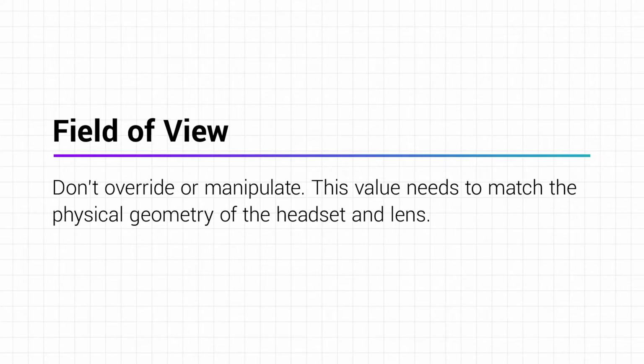Don't override or manipulate the field of view, or FOV. The value needs to match the physical geometry of the headset and lens. These should be automatically set through the device's SDK and internal configuration, but if there is a mismatch, the worlds will appear to warp when users turn their heads, leading to discomfort or nausea. Try to imagine looking around through a zoom or ultra-wide-angle lens and how disorienting it would feel.